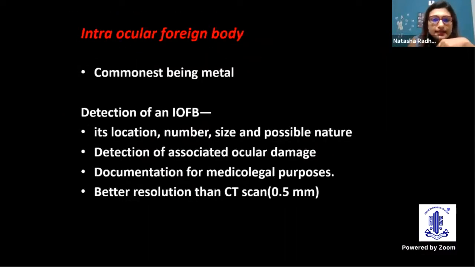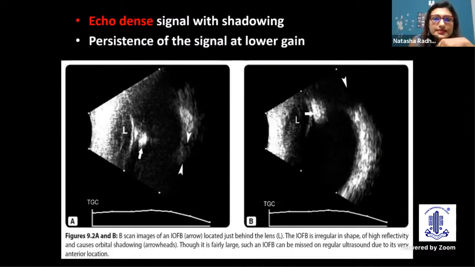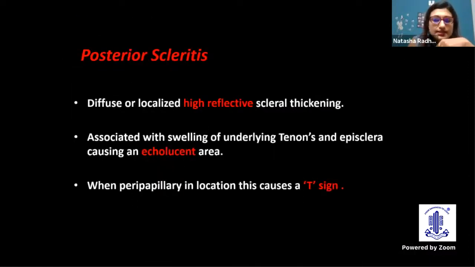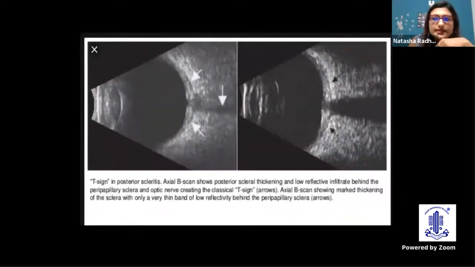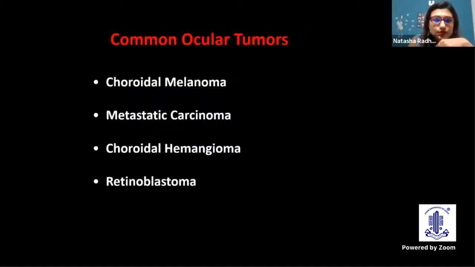Intraocular foreign body is another important thing that we use the ultrasound B scan for. It gives even better resolution than the CT, and it will be seen as an echo-dense signal with shadowing and persistence of signal. Posterior T sign, you can see it in the arrow there. You will be able to see fluid there.